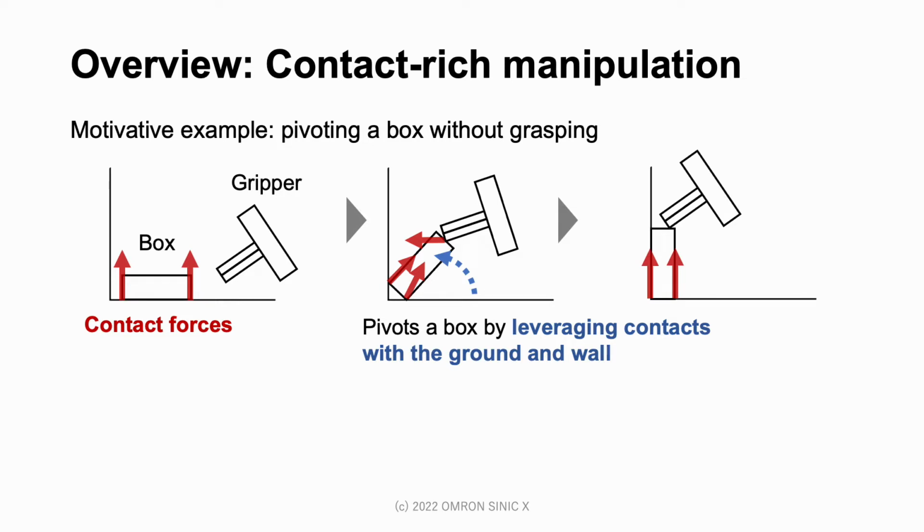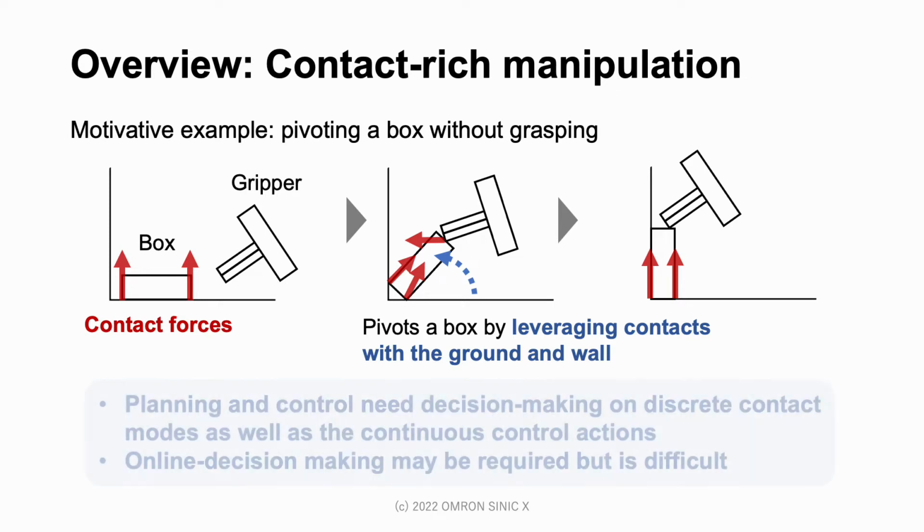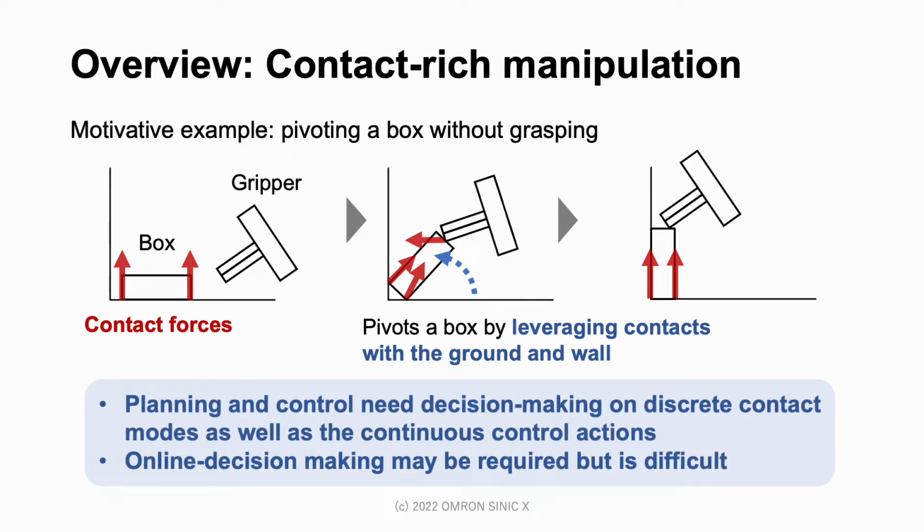A unique feature of this manipulation is that the contact modes, that is, on-off and stick-slide of the contacts, change throughout the manipulation. The challenges of this problem come from that planning and control of this kind of manipulation need decision-making on discrete contact modes as well as the continuous control actions. This is particularly difficult when the online planning is required.